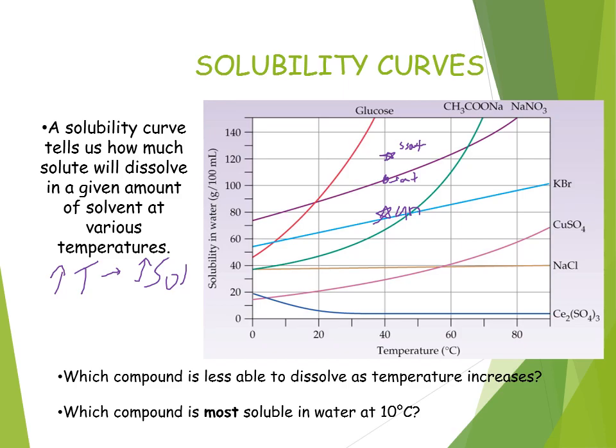So let's say I wanted to dissolve that 120 grams. What would I have to do? I would have to heat the water to a higher temperature, cross over the curve. So let's say I went to 70 degrees. Okay, well now, because I've heated the water, it's able to dissolve more of the sodium nitrate, and that would allow those extra crystals of sodium nitrate to dissolve.